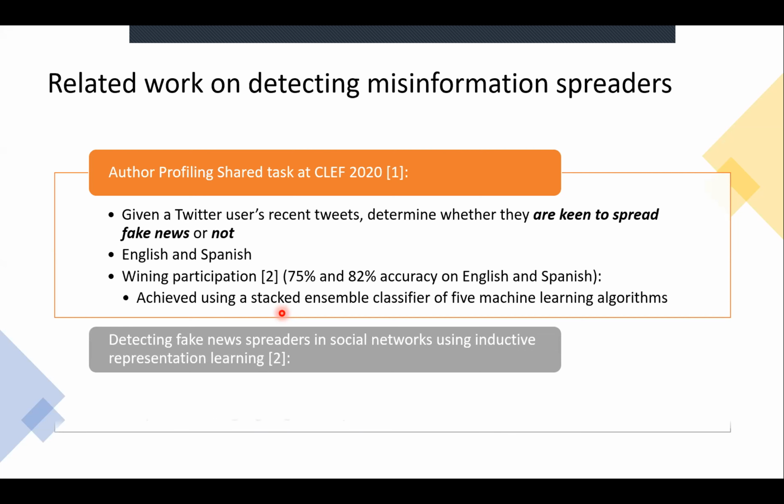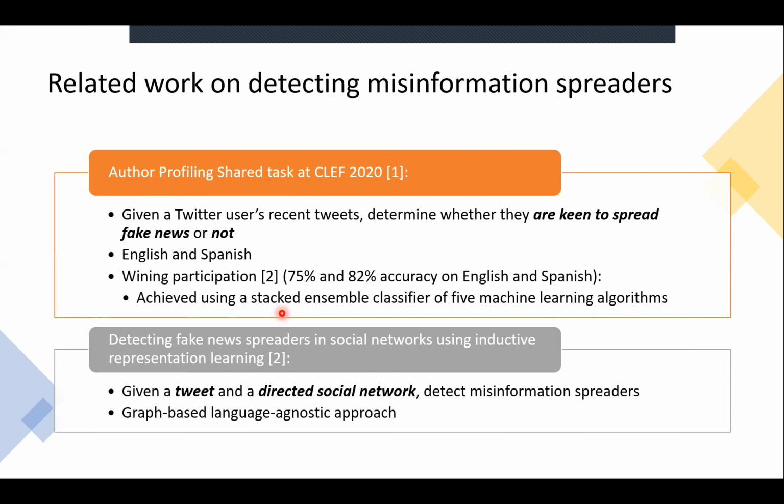Another work that is also similar to our work was proposed by Rath et al. in 2021. The goal of this work is to detect misinformation spreaders given a specific tweet and a directed social network. This approach is a little bit different from the previous one because it is not dependent on the tweets or the language of the user. Here they are depending on the social network, meaning the following and followers of a specific user. So it is a graph-based approach.